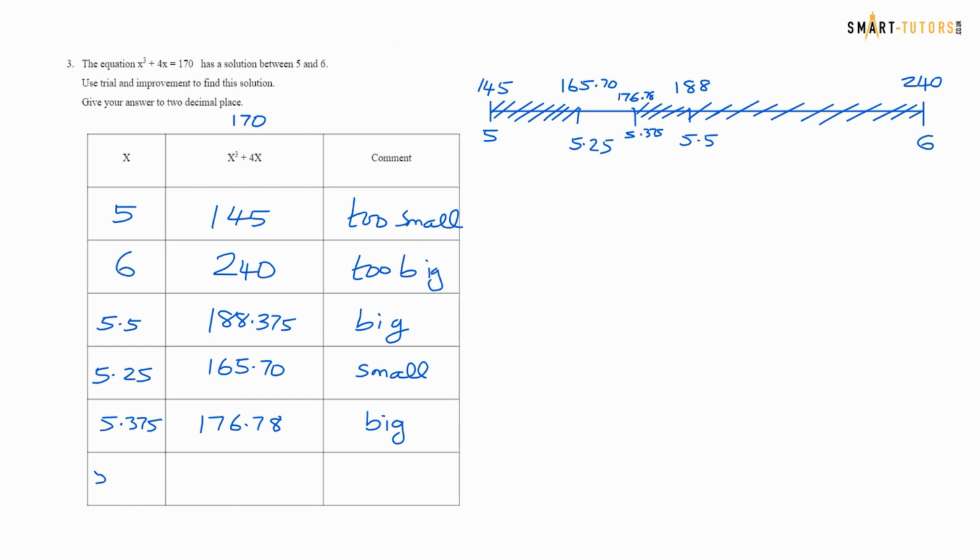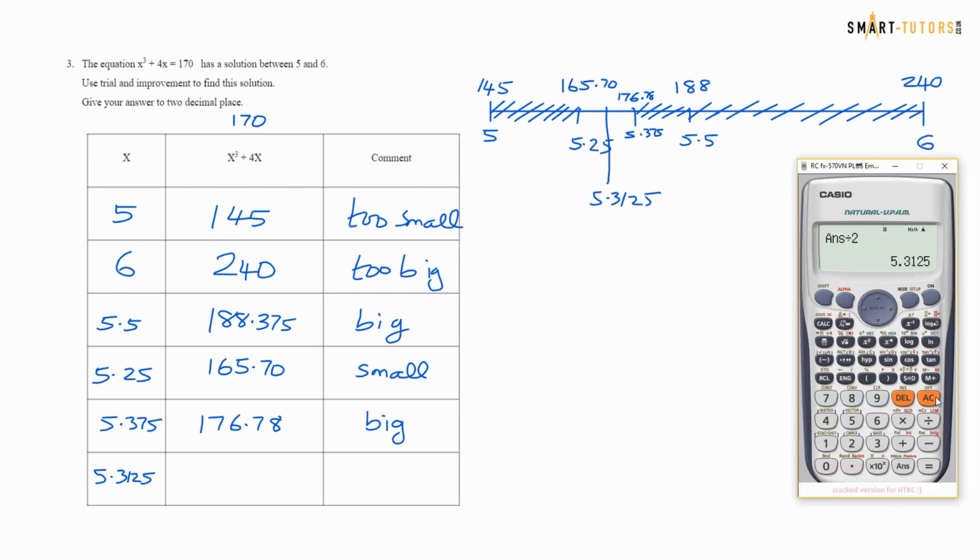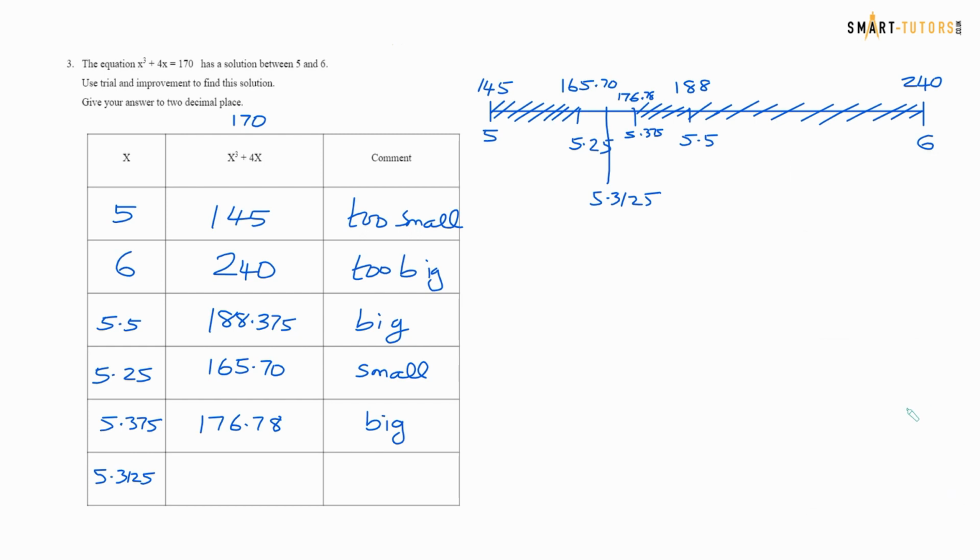So 5.3125 is this point. How is that going to work out here? I make it answer cubed plus 4 times the answer, and the answer is 171.18. 171.1 something, right? This is big, but compared to the other big value, this is acceptable.